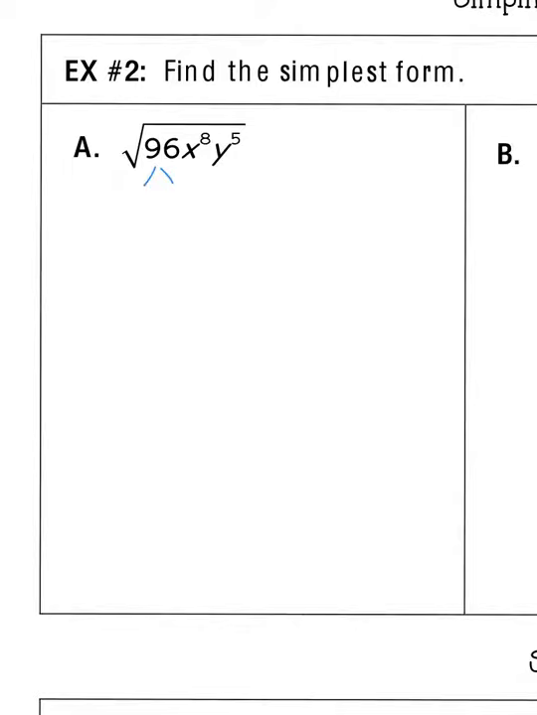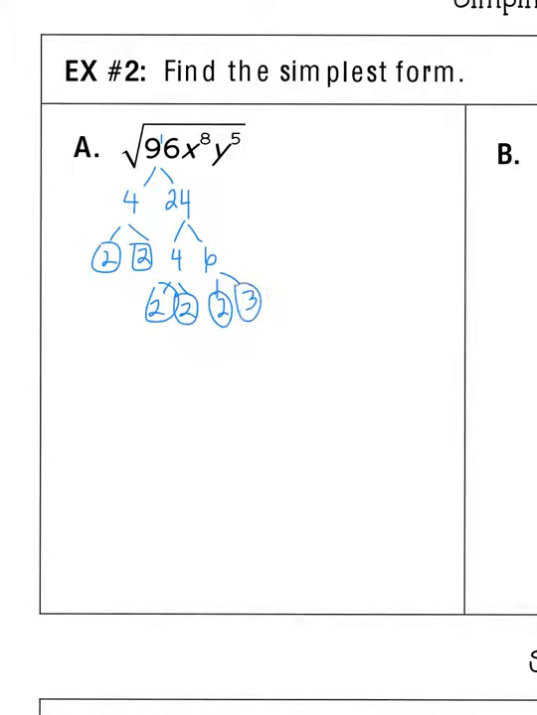So the numbers that divide into 96, I know for sure are 4. So 4 goes into 9 twice. Carry the 1 and into 16 4 times. And then 4 becomes 2 and 2. And 24 becomes 4 and 6. 2 and 2. And then 2 and 3. So I can rewrite 96 as the square root of, I've got 1, 2, 3, 4, 5 2's, and a 3. And of course we have this x to the 8th and y to the 5th.